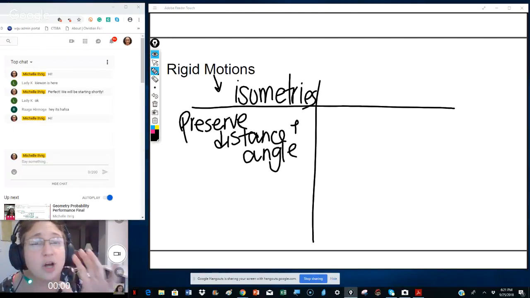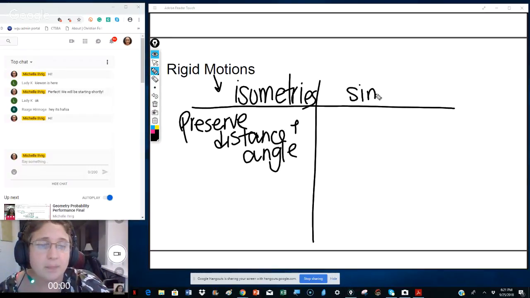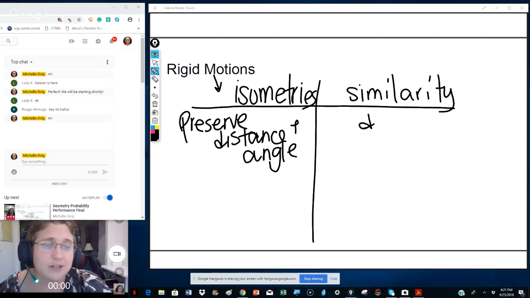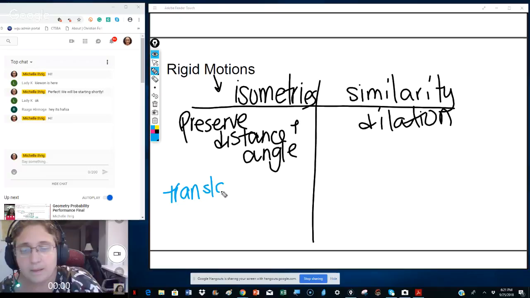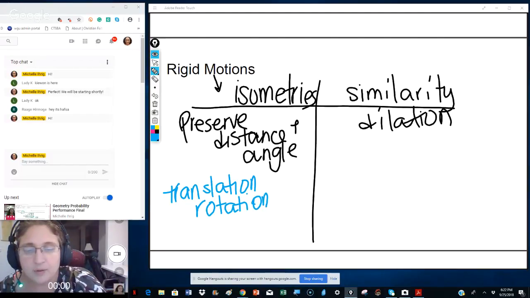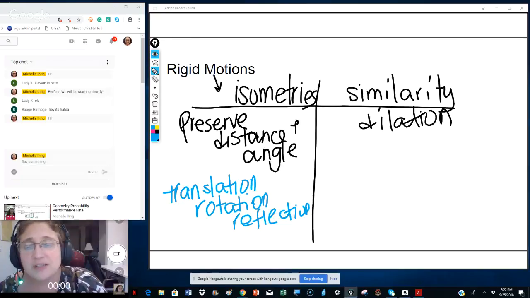The ones that don't preserve similarity. And this is dilations. The three isometries that we know about are translation, rotation, and reflection. Because they preserve distance, they also create things that are congruent.